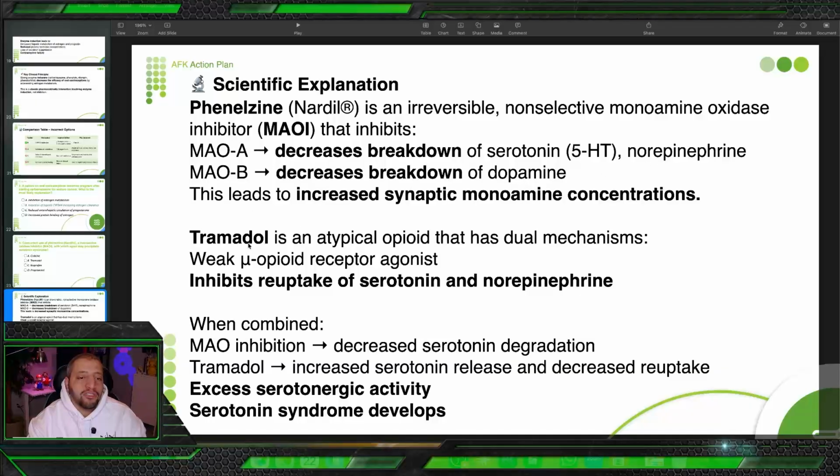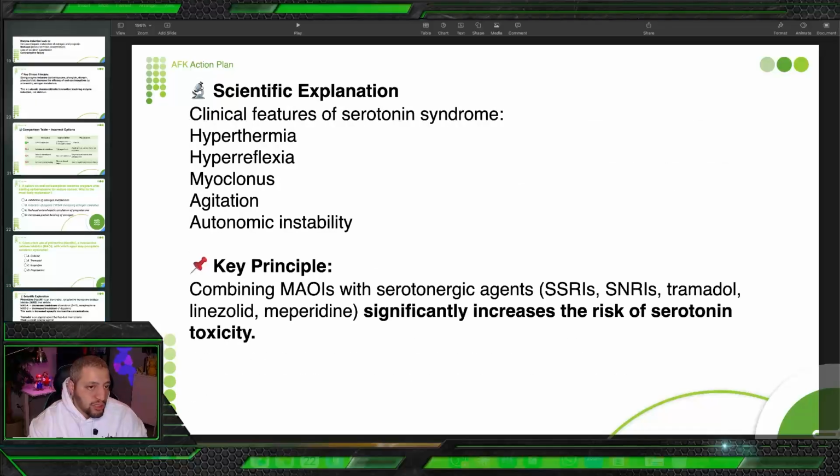Let's see the other medication. Tramadol is an atypical opioid that has a dual mechanism. Weak mu opioid receptor agonist, and it inhibits reuptake of serotonin and norepinephrine. Oh, so we have here an interaction coming from two medications ending up with the same end result. One inhibits the breakdown of serotonin, and the other inhibits the reuptake. So what we are going to end up with: MAO inhibition, decreased serotonin degradation. With tramadol, increased serotonin release and decreased reuptake. Excessive serotonergic activity, and serotonin syndrome develops in this patient.